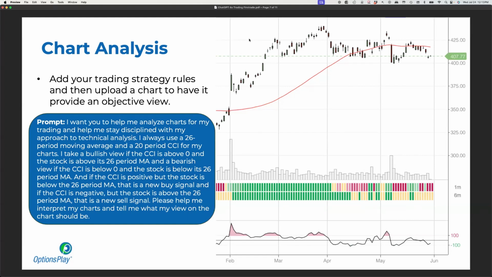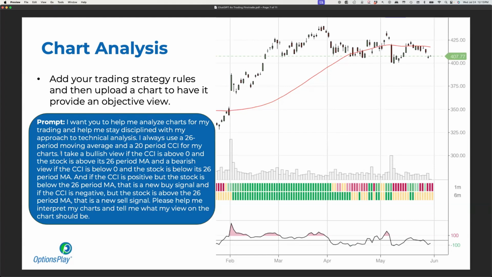So here I did a simple strategy. I basically said, I use a 26 period moving average and I use a 20 period CCI. So I use a moving average and I use a momentum indicator. And I specify what the conditions are for me to have a bullish view and what the conditions are for me to have a bearish view. And I made a very simple suggestion.